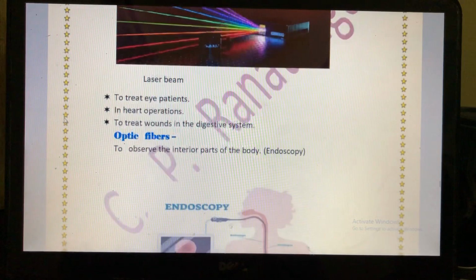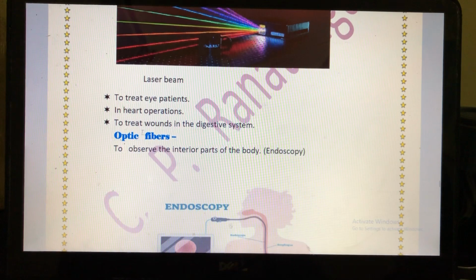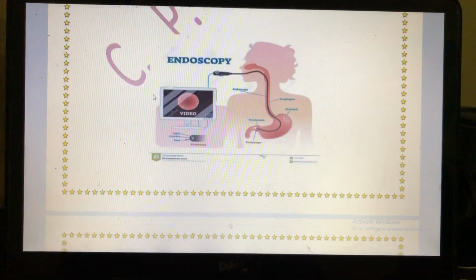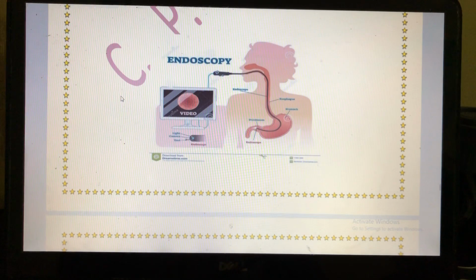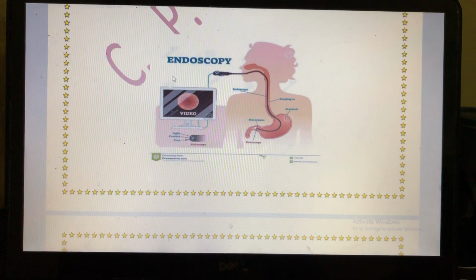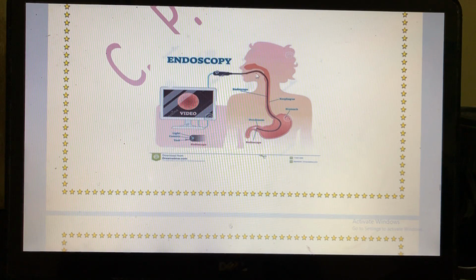Laser beams are used to treat eye patients, in heart operations, to treat wounds in the digestive system. Then optic fibers to observe the interior parts of the body. That is called endoscopy. You can see a picture of how an endoscopy is used. Optic fiber is sent through the mouth to the stomach, and the doctor can observe a video.